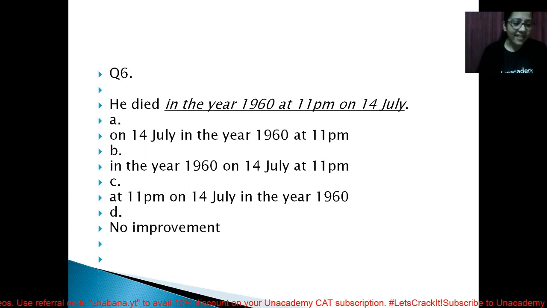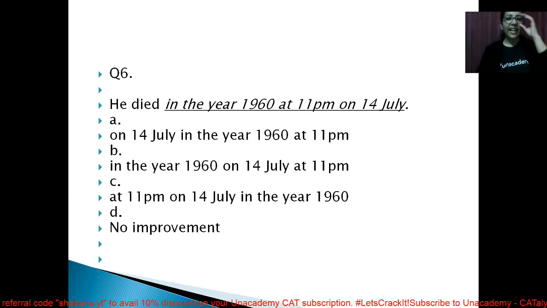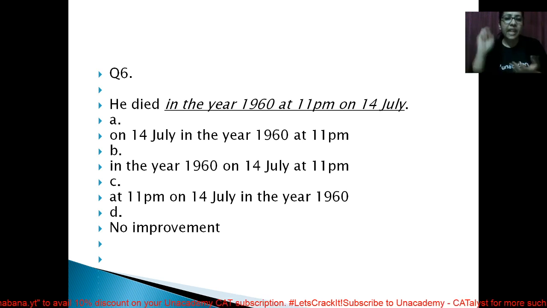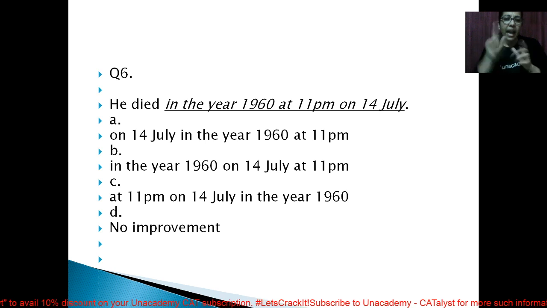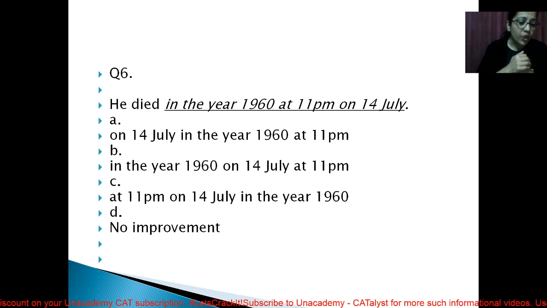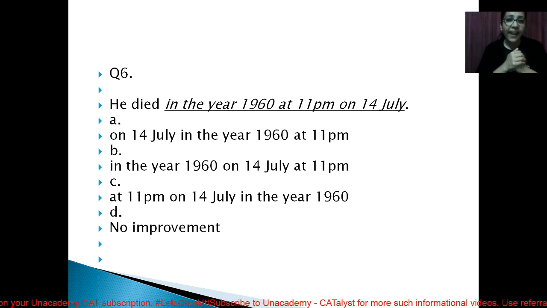Question number 6. Yes, Kaushik. He died. Okay, this is again like grammar ka, but in a different format. He died in the year 1960 at 11 p.m. on 14th July. Yaar, grammar ka ek rule hai, Rohit, Uday, Ram, Alisha. Grammar ka ek rule hai.